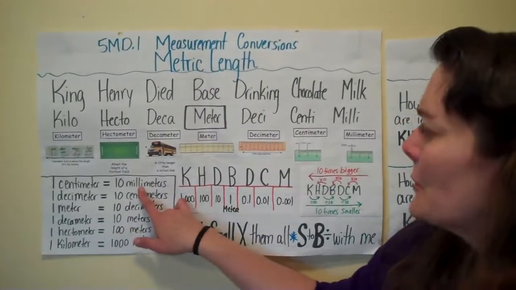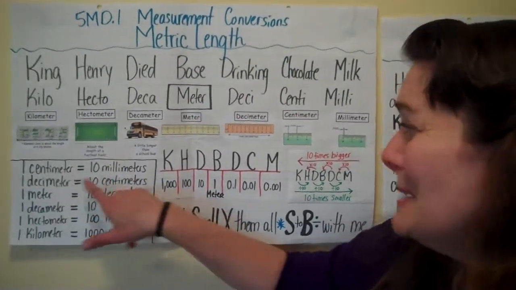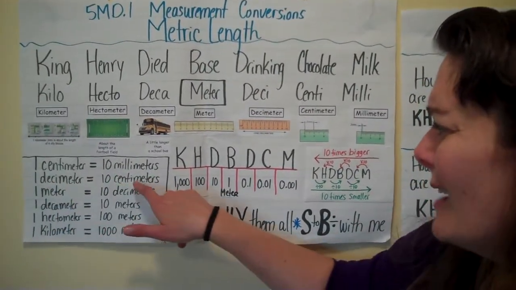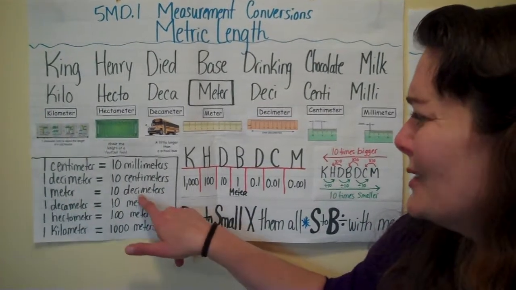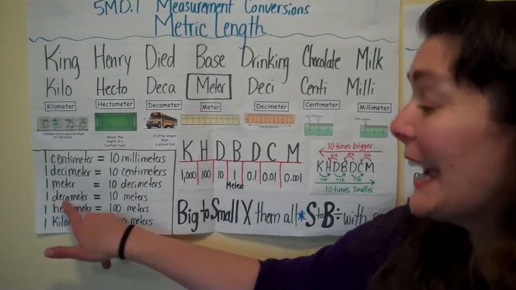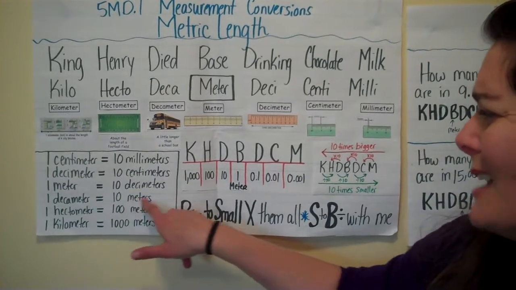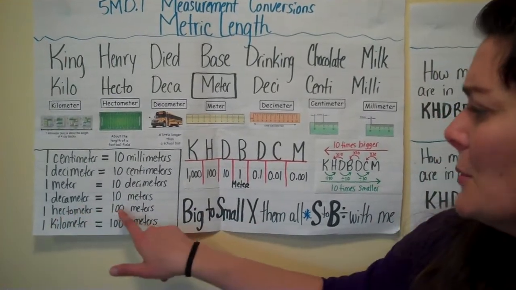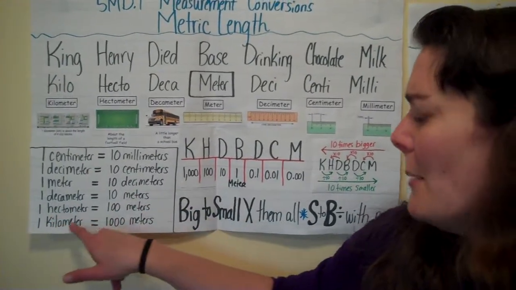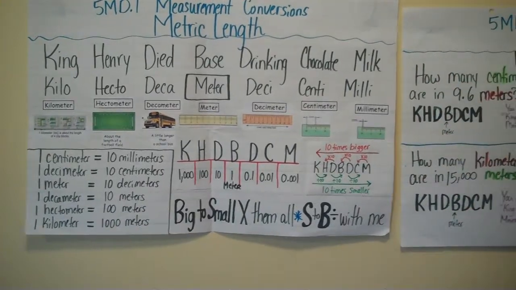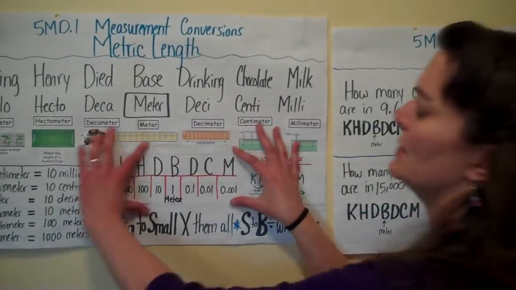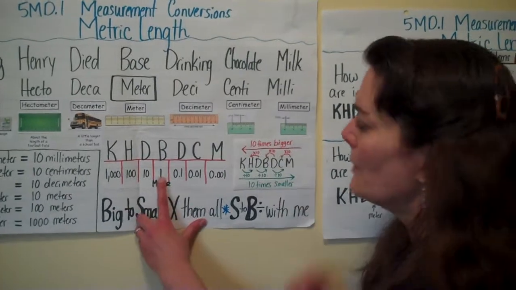So 1 centimeter equals 10 millimeters, 1 decimeter equals 10 centimeters, 1 meter equals 10 decimeters, 1 decameter equals 10 meters, and 1 hectometer equals 100 meters, and 1 kilometer equals 1,000 meters. So if you look here, this will kind of give you those conversions.